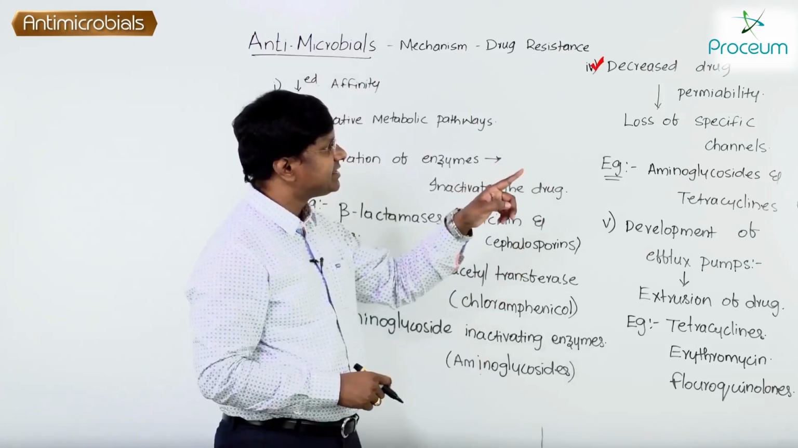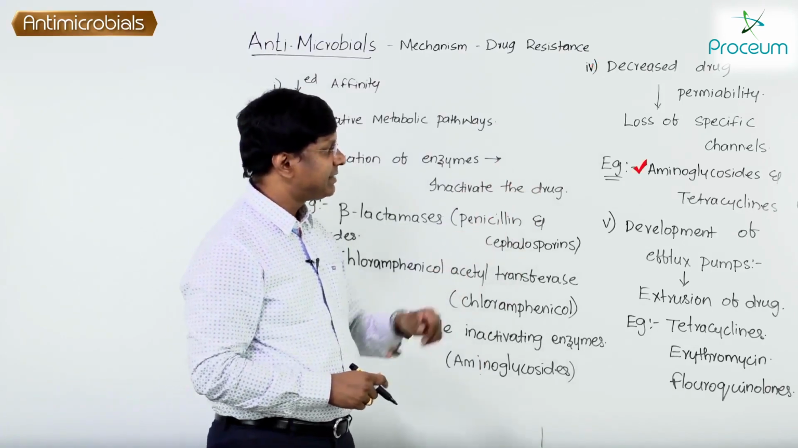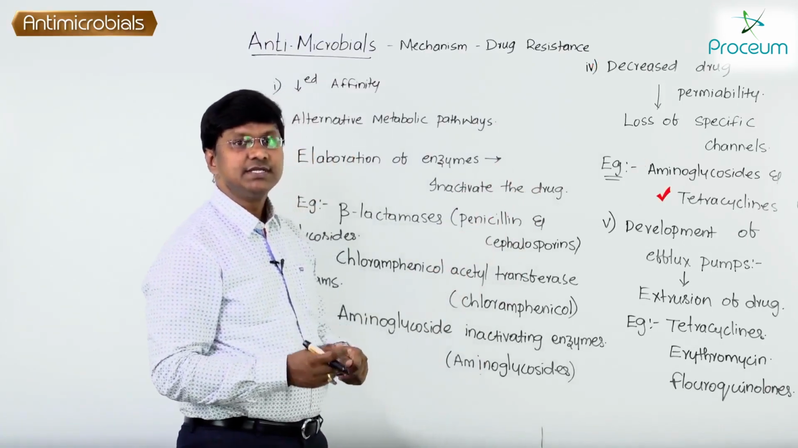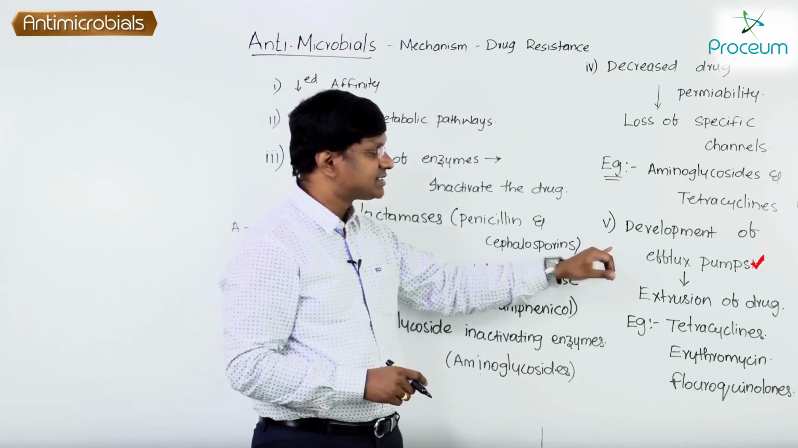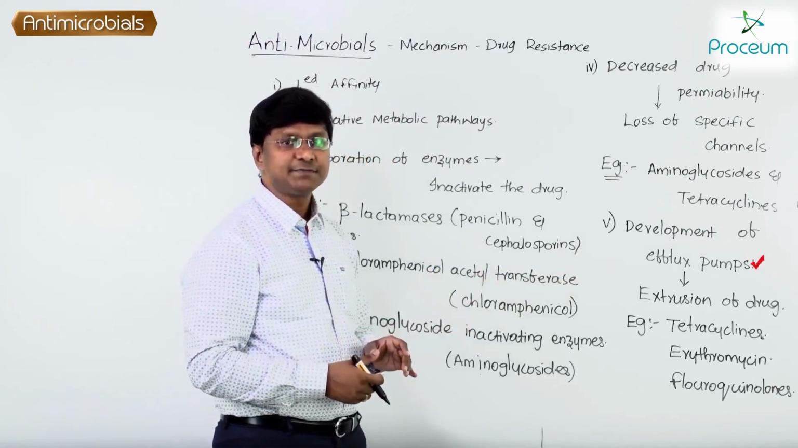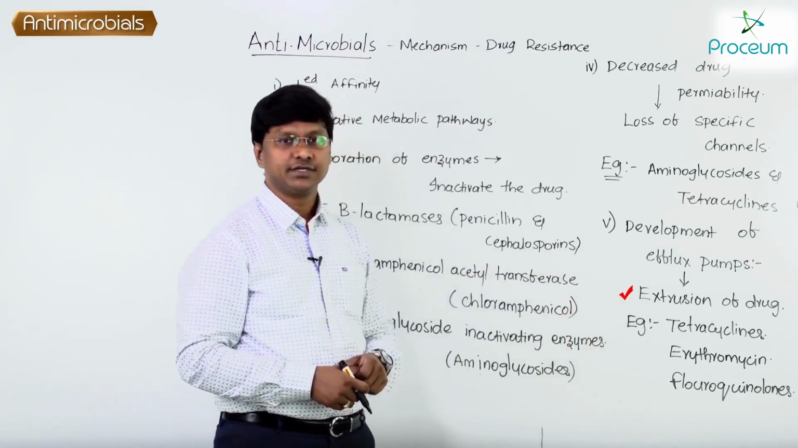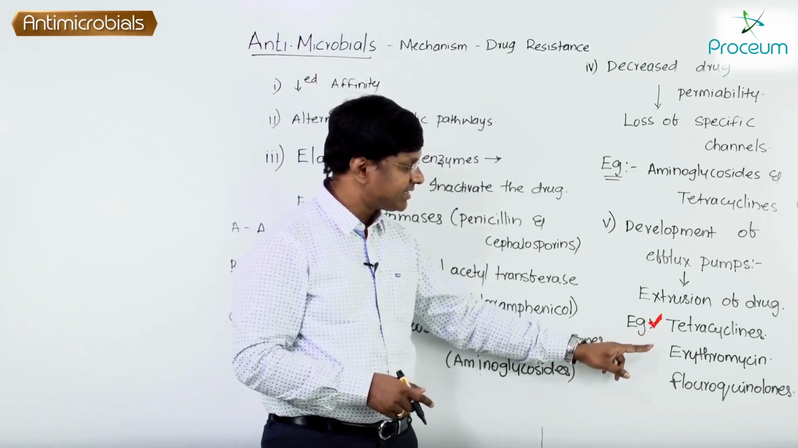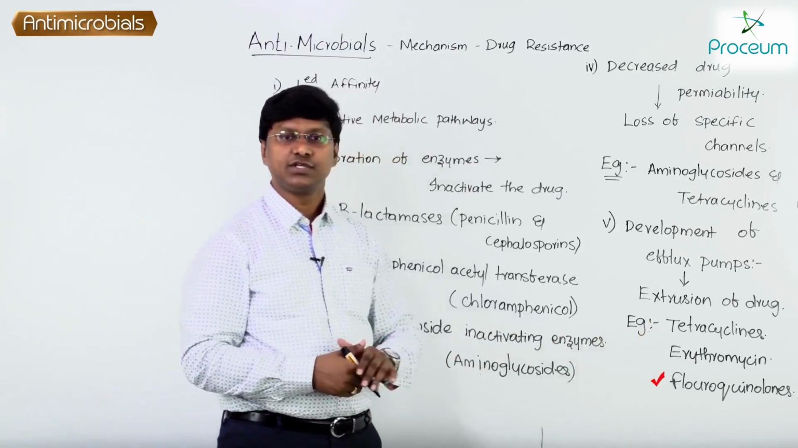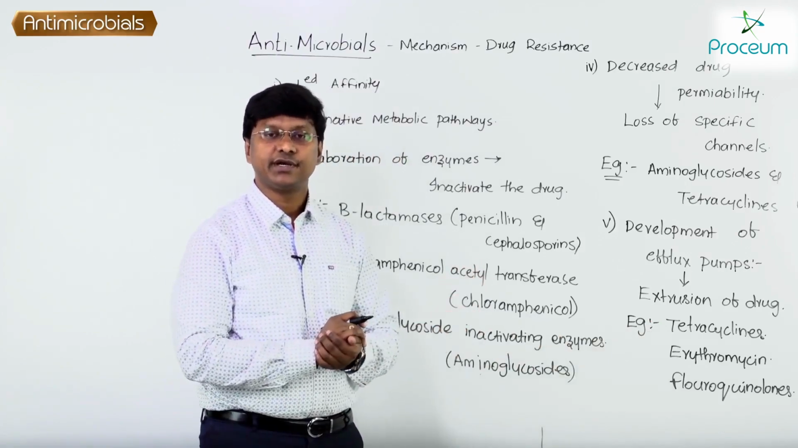Next, decreased drug permeability due to loss of specific channels. Example, aminoglycosides and tetracyclines. And the last one is via the development of the efflux pumps. These efflux pumps will cause the extrusion of the drug. Examples are tetracyclines, erythromycin, as well as the fluoroquinolones. Alright, so this is completely about drug resistance.